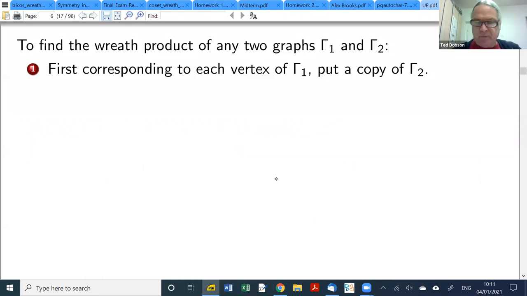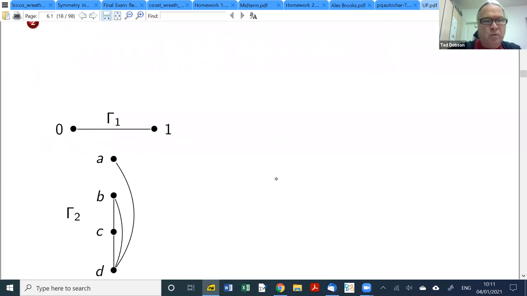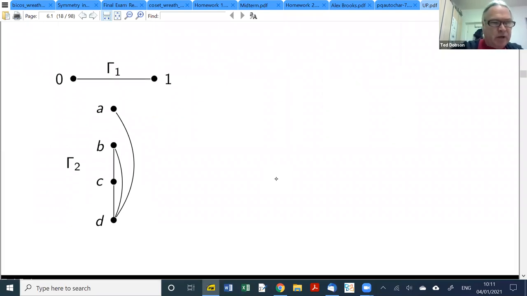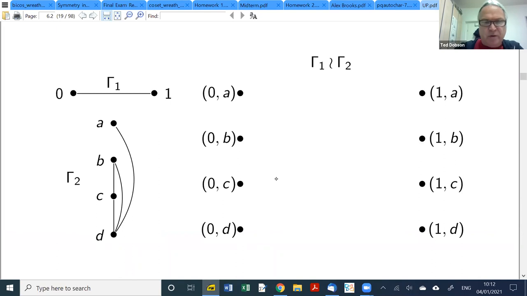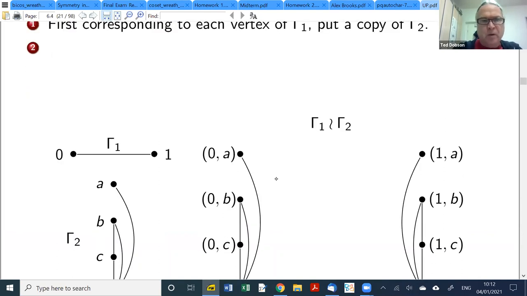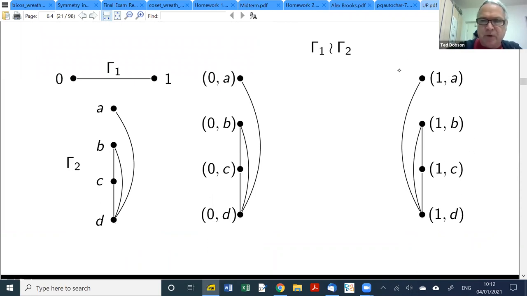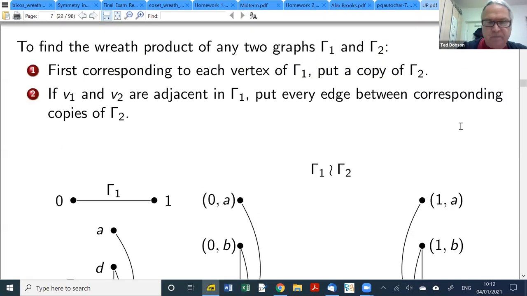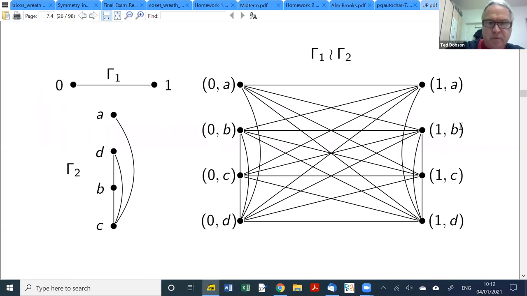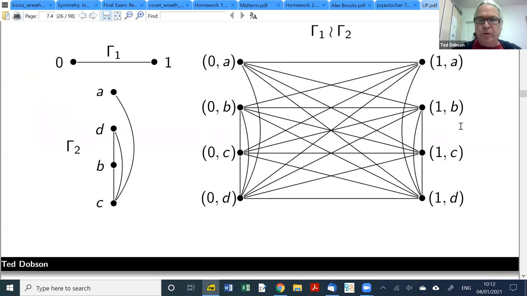So I've got some examples. Actually, a PhD student of mine came up with these. We'll look at gamma 1 that's just an edge, and gamma 2 is this sort of random graph here. So I put a copy of gamma 1 and a copy of gamma 2. This one, of course, is indexed by zero, and this copy is indexed by one. So zero is connected to one in gamma 1. So what I will do is put every possible edge from this copy to that copy. And let me just click through to the end, and you can see there's a complete bipartite graph from here over to here.